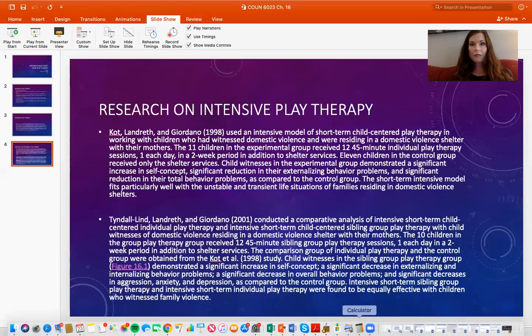So for some of you who might be wondering, how do I help someone more quickly, or someone with an intense amount of trauma or a variety of things that they want to work on more quickly? The more sessions provided in the intensive play therapy could be the trick.